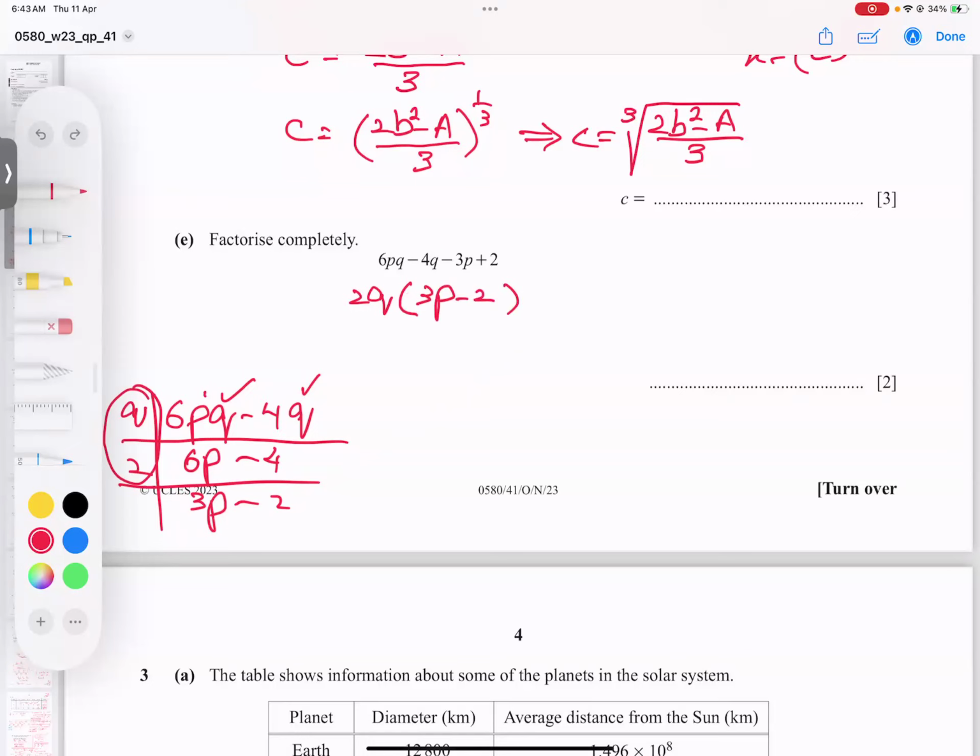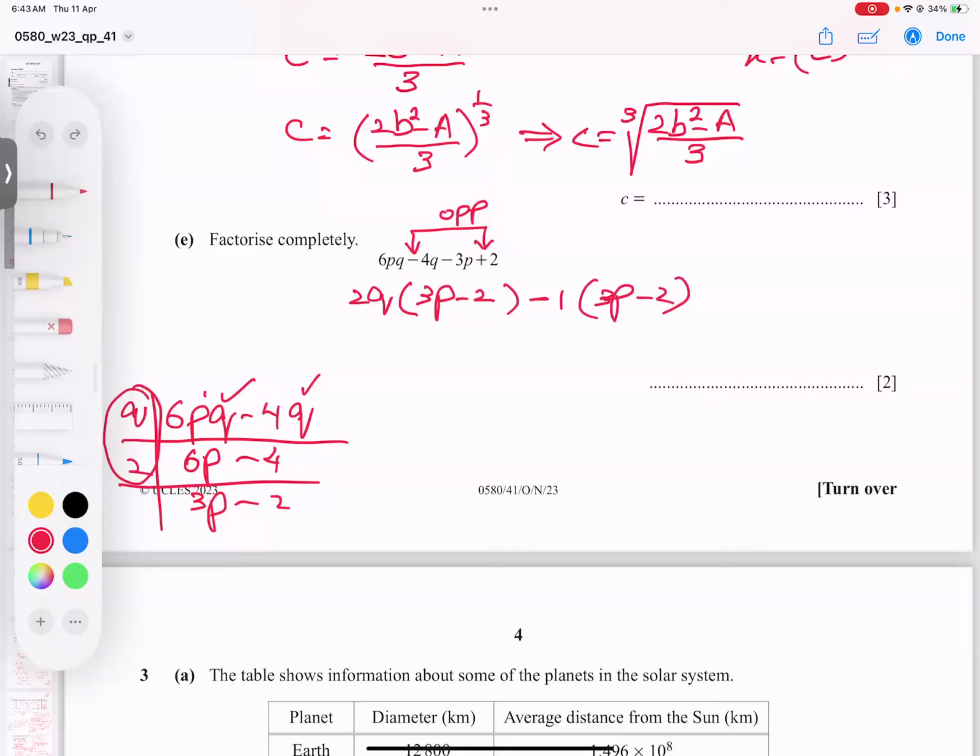Do you know, students, I have taught many times, if this sign and this sign are opposite, here I will always take a negative common. The reason is to make them the same. If I take a negative common, this negative 3P will become positive 3P and this positive 2 will become negative 2. And look, they are matching now.